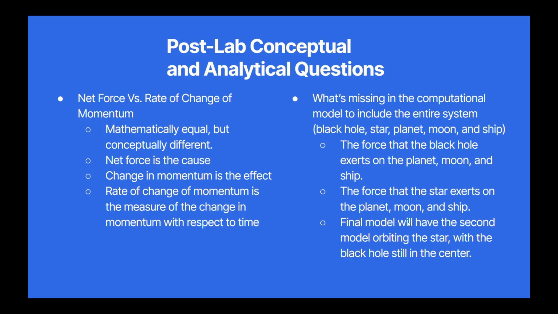which would have the black hole centered in the middle. Then we have the star orbiting the black hole, and then we'd have the planet orbiting the star, the moon orbiting the planet, and the ship orbiting the moon. So that would be what we'd have in the entire model.